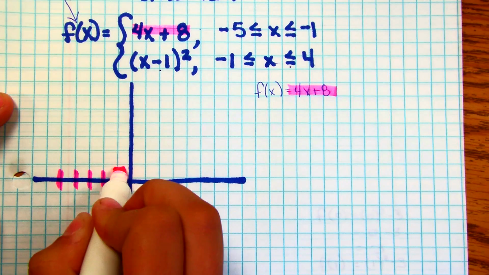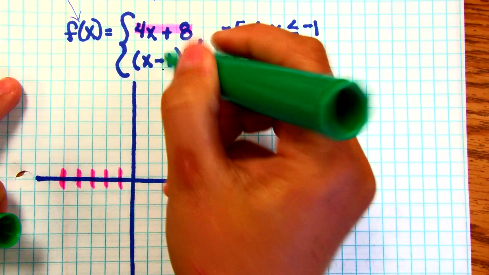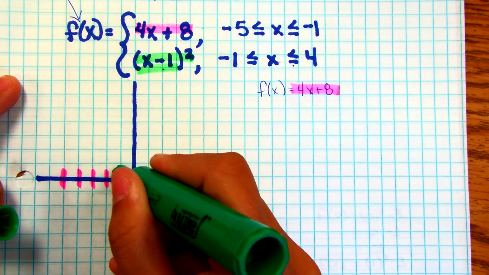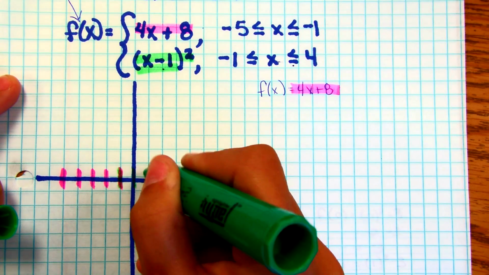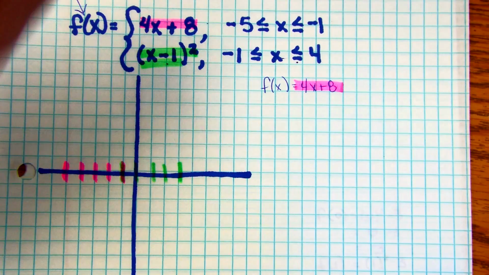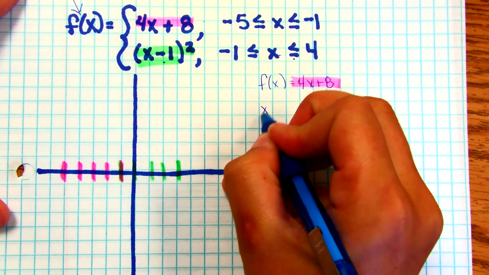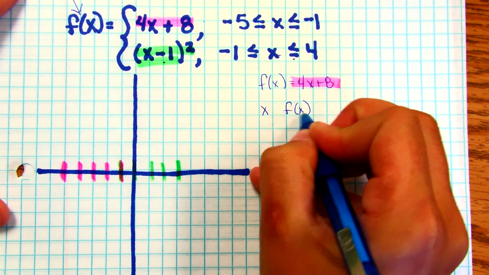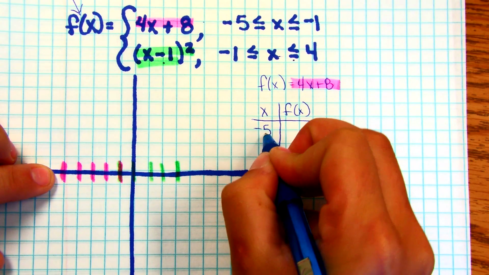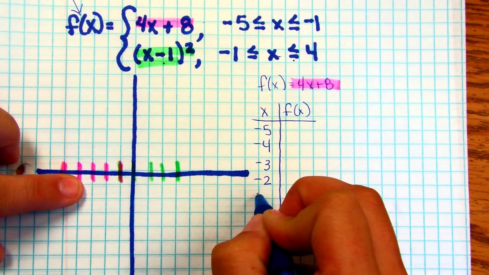So everywhere that you see the pink. We'll then graph this function from -1 to 4. So they're both living on the same graph, just two different things. So let's start with this one. So x and f of x. Our x values, we've got -5, -4, -3, -2, and -1.